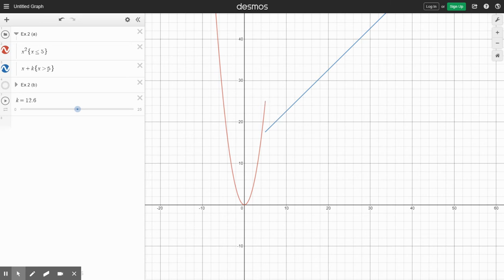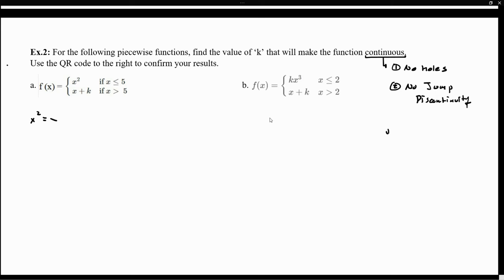But where do we want them to overlap? Well, I know that x squared is when x is less than or equal to 5, and I know that x plus k is when x is greater than 5. So I want both functions to be equal at the value of 5, because that's where one ends and the other continues. Think about it this way: if we want no holes or no gaps, we want both functions to be equivalent, so we can set them equal to each other and come up with x squared equals x plus k. That's going to allow us to say that they're equivalent. But where do we want them to be equivalent? We want them to be equivalent where one ends and the other continues. So we want them to be equal at x equals 5.